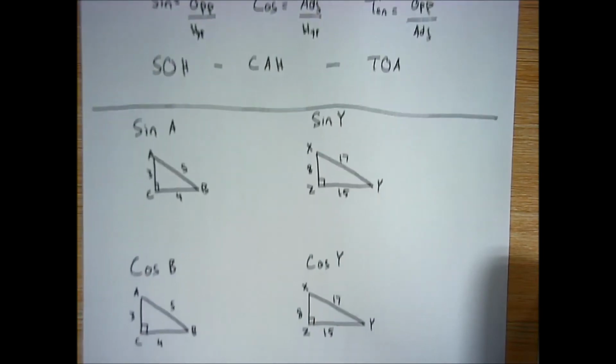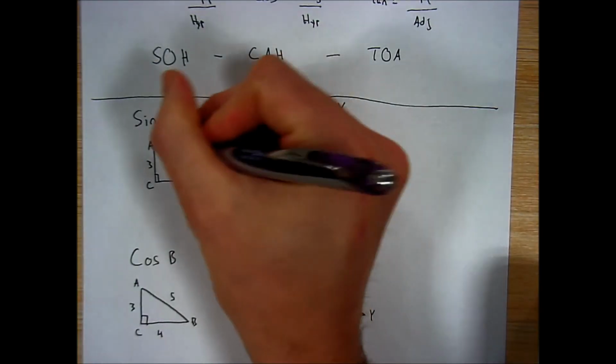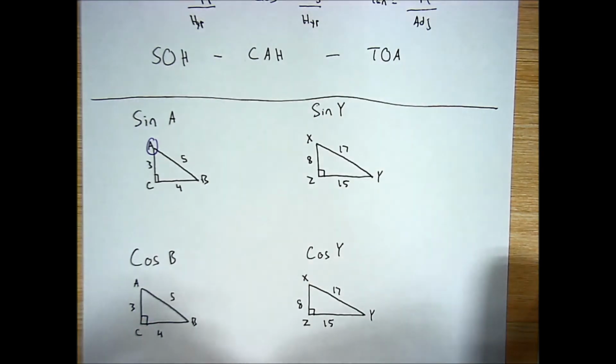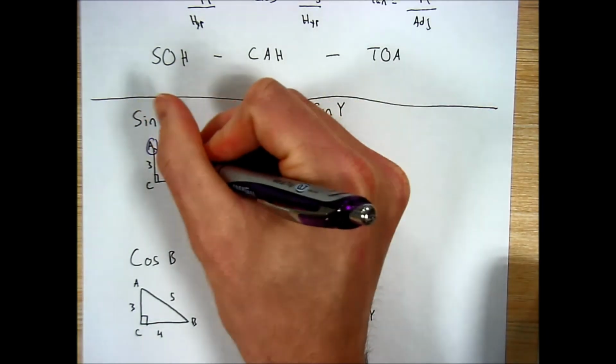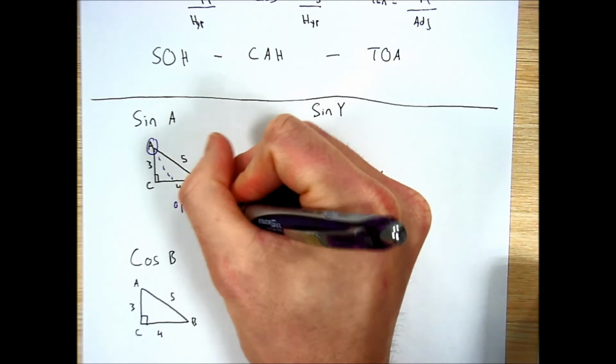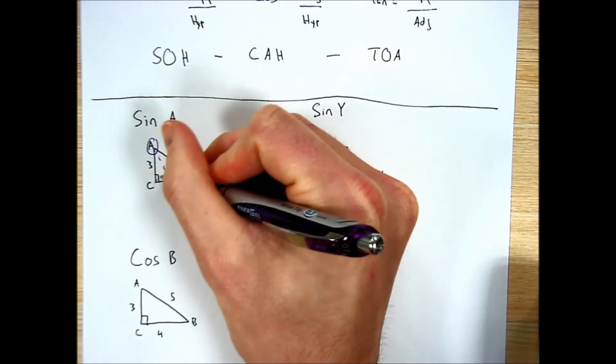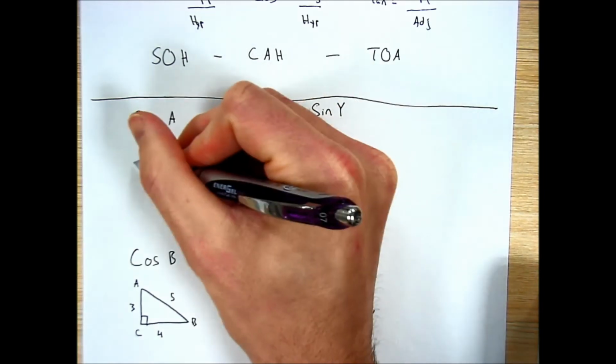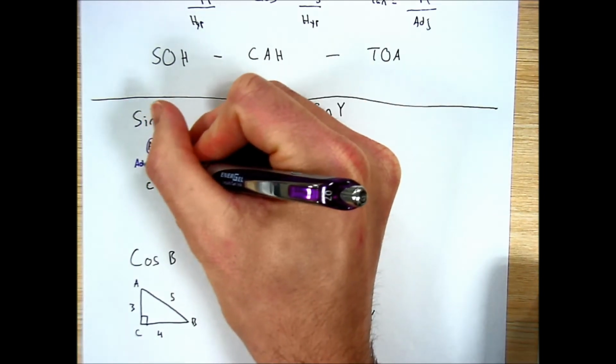So, sine of A, from angle A. We still need to label all our triangles. Across the street there is going to be opposite. Across from the right angle is always our hypotenuse, and that leaves this one to be adjacent.